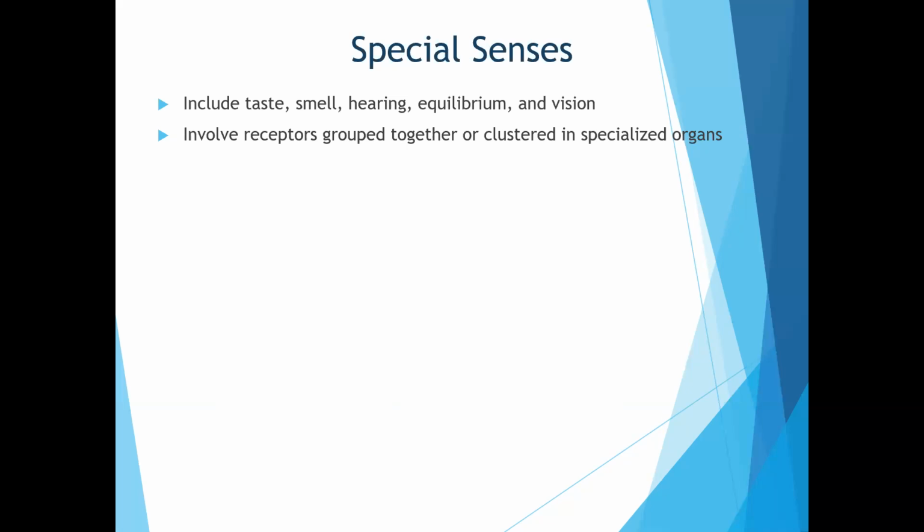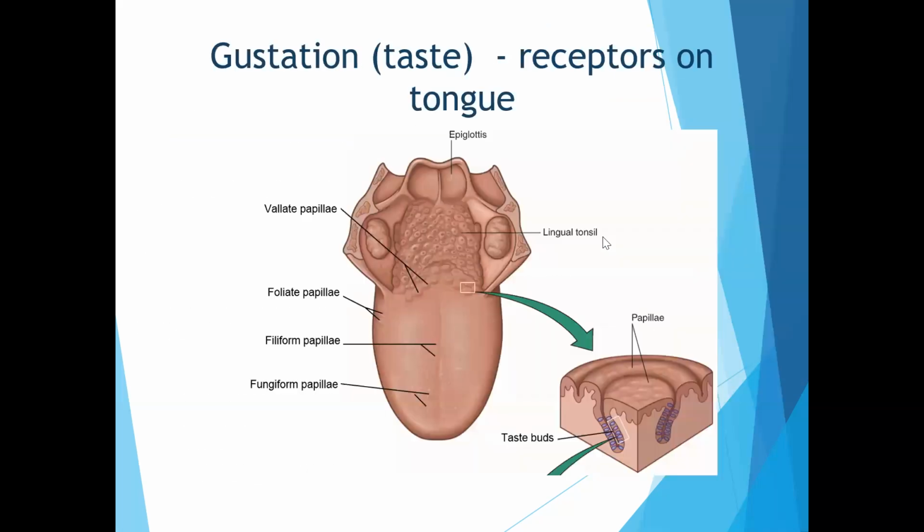Okay, we just talked about our general senses. Moving on to the special senses. This is taste, smell, hearing, equilibrium / balance, and vision. So again, we're talking about specialized receptors, and these are generally in specialized organs in clusters as well.